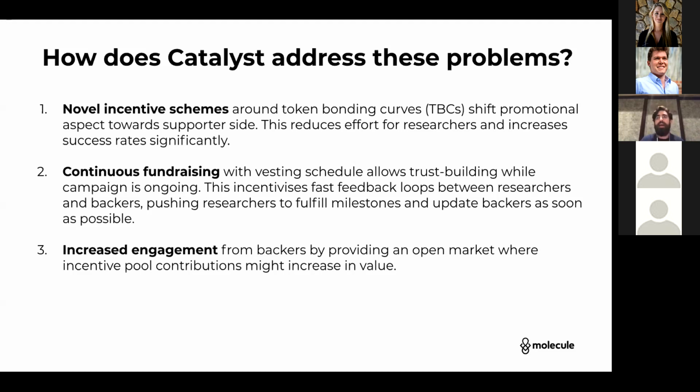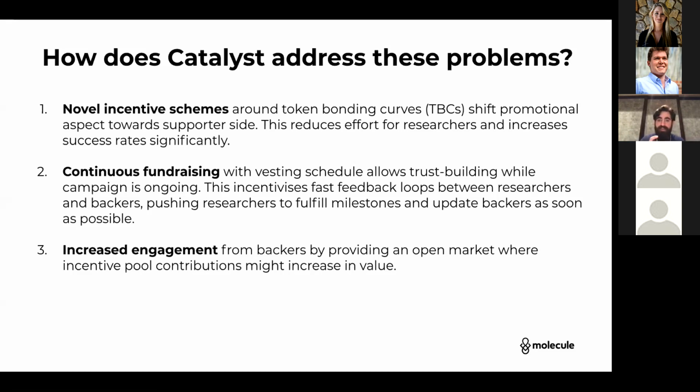We're also looking at how to incentivize people to hold those tokens, for example. Could they be exchanged for a reward in the end or something like that? We're looking at continuous fundraising with vesting schedules that are conducive to trust building while a campaign is ongoing.